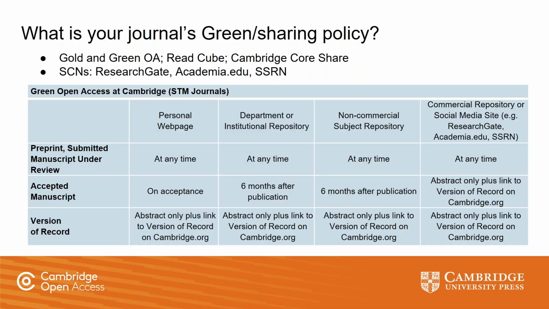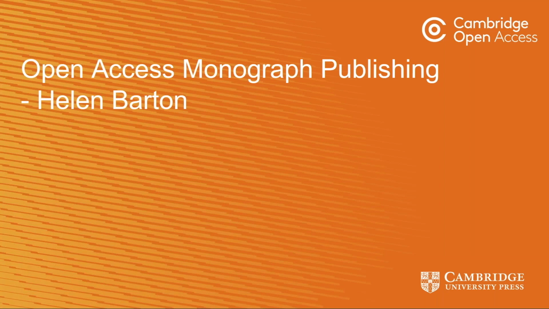Anybody who is publishing in a Cambridge University Press journal has the right to deposit their accepted manuscript in an institutional repository on an open access basis, or in a subject repository on an open access basis, without embargo if you're publishing in a humanities and social science journal, with a 6-month embargo if you're publishing in the science, technology, medicine section. Other journals, other publishers have their own policies, and I would encourage you to consult them. Let me pass over to Helen at this stage.